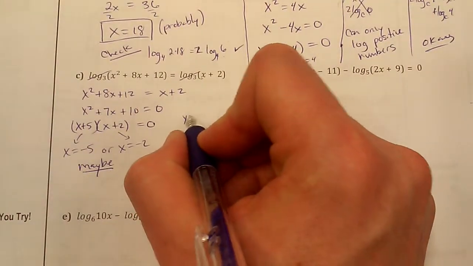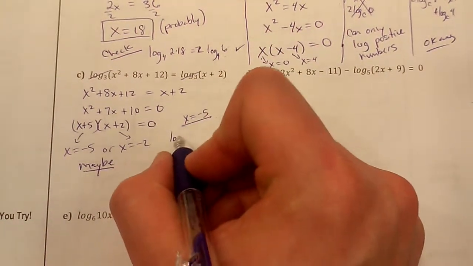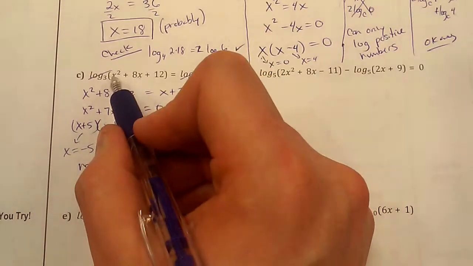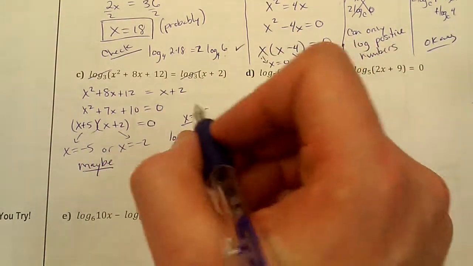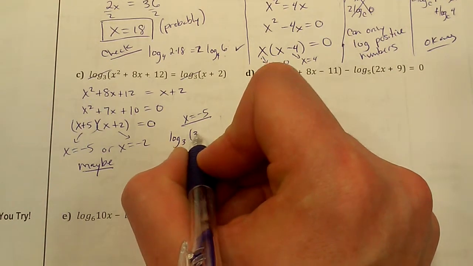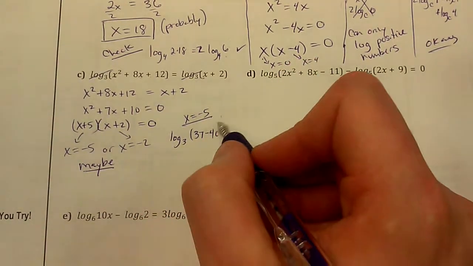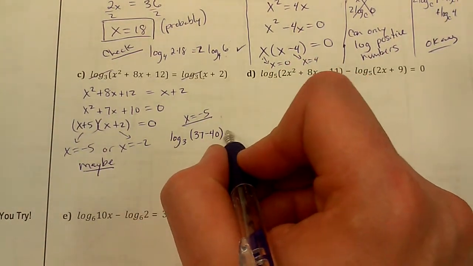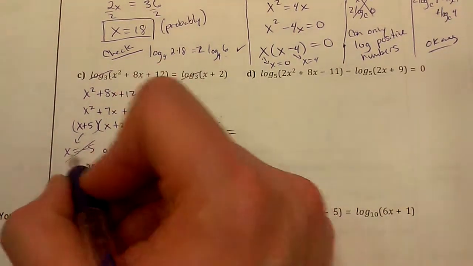So let me just show you. When x equals a negative 5, I get log base 3 of 25 minus 40 plus 12. So this will be 37 minus 40. So I'm taking the log of a negative number. Can't do it. That one's no good.